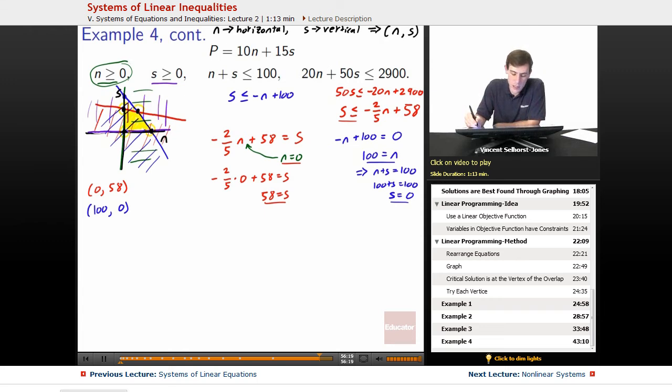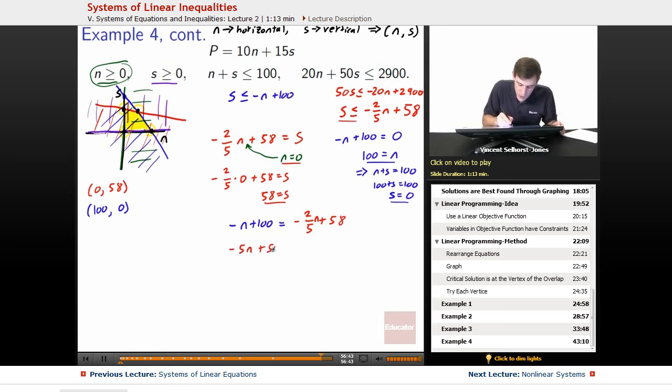Finally, we could also have the possibility where the blue and the red lines intersect. So if we had -N plus 100 equal to -2/5 N plus 58. We can multiply everything by 5 just to make it a little bit easier on us: -5N plus 500 equals -2N plus 290. We turn to a calculator, figure out what 58 times 5 is, and we get 290.